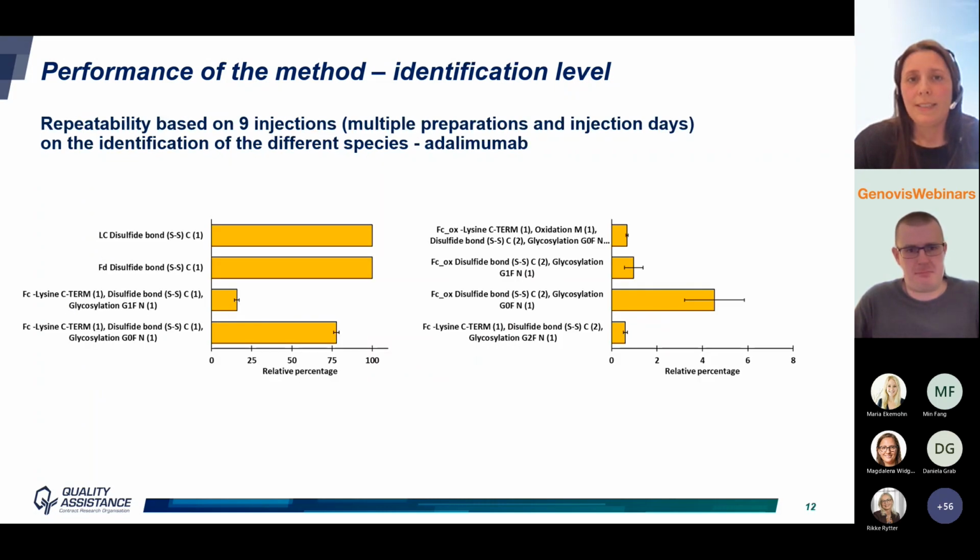Then on the MS data, we check the identification level. So again, with these 9 injections, we see that the repeatability is here as well good, with the same species identified. Only for one of the compounds, there is a bit more error, but still we believe this is fine. It's still okay.